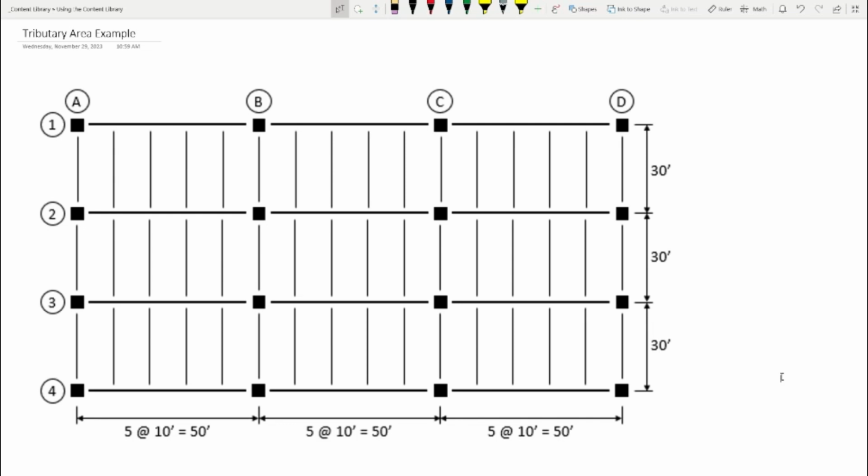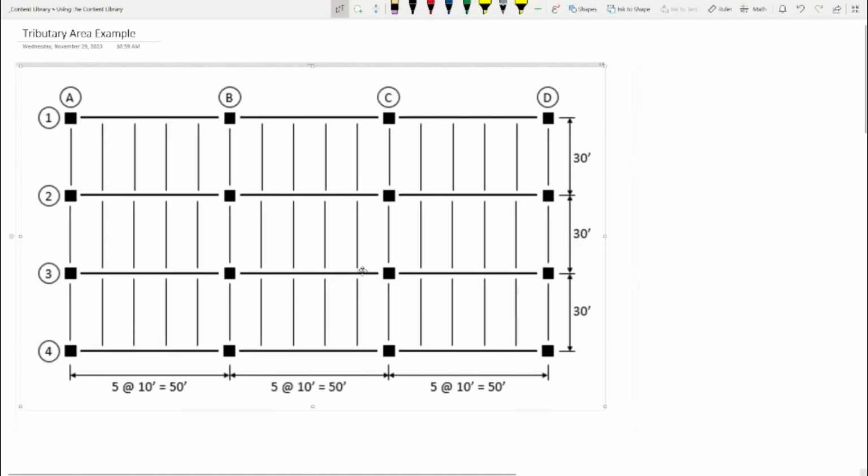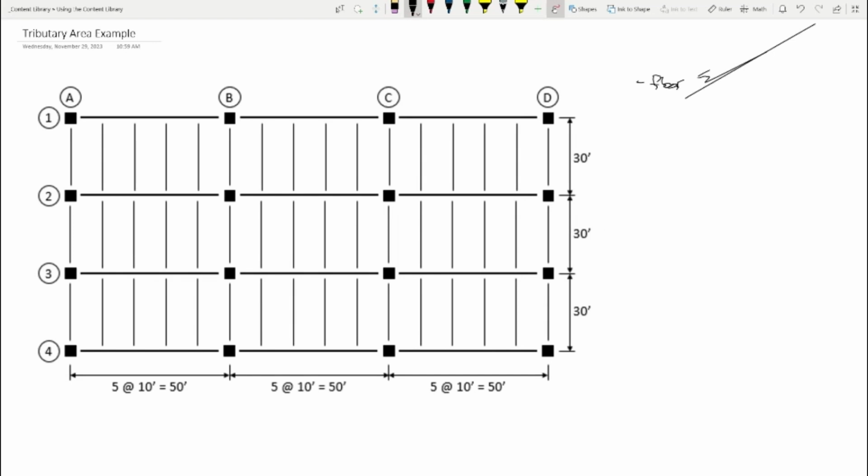So what we're going to do is handle this from a tributary area perspective. And the first thing I want to look at is the floor beams. Okay? So let's consider those. My pen doesn't like me this morning. Beams. Okay, so we're going to pick an arbitrary floor beam. I don't know, let's just pick that one right here.